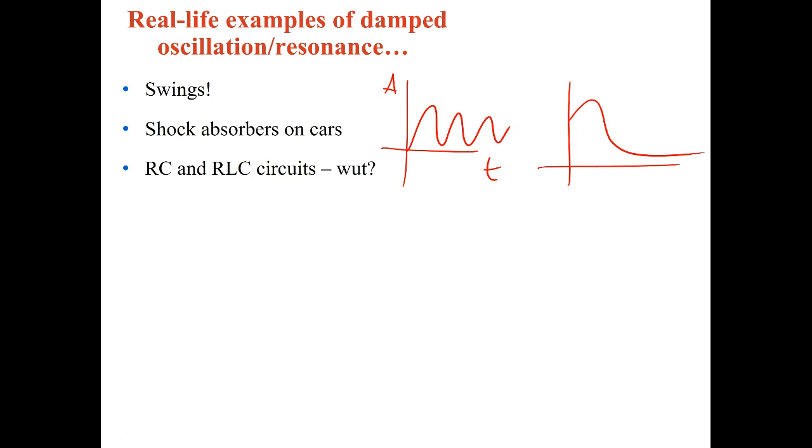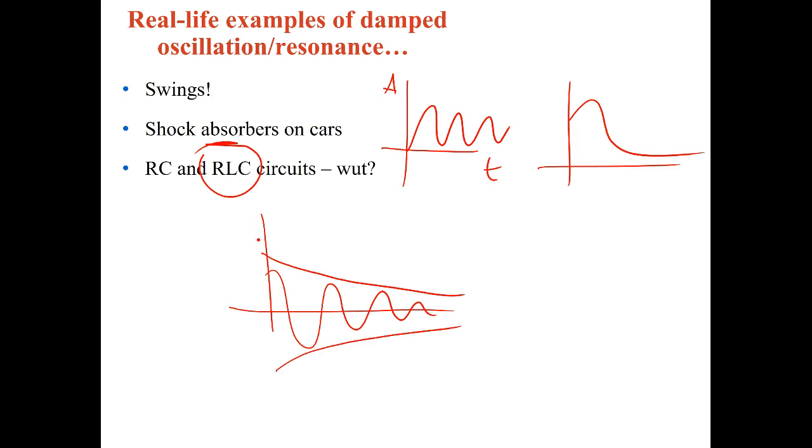And then finally, as I mentioned, RLC circuits are a very good example of damped oscillation and resonance. RC circuits to a lesser extent, but RC circuits are really going to have a decreasing value that follows an envelope, whether it's current or charge or voltage. These are all things that can vary as a function of time.